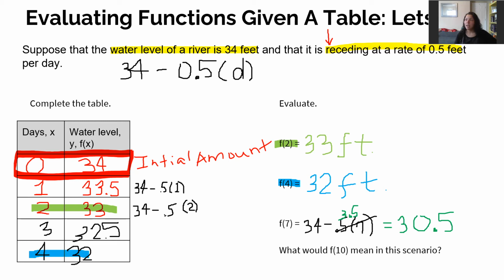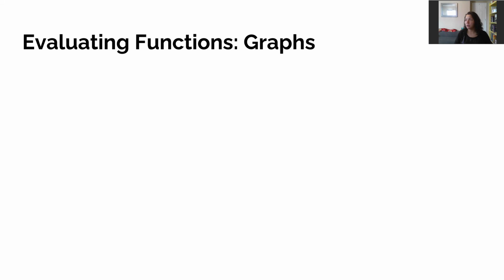Now, this f of 10, what does it mean in this scenario? Well, 10 is our input, so it's talking about 10 days. After 10 days, my water level would be blank feet. That would explain what f of 10 means in the scenario. So let's move on to some graphs.